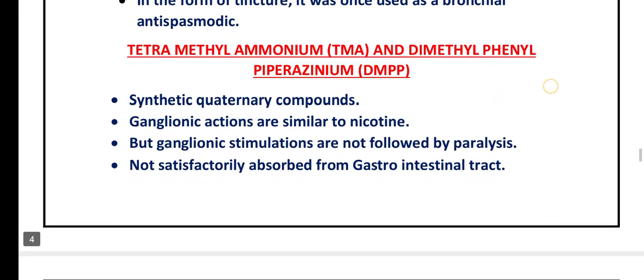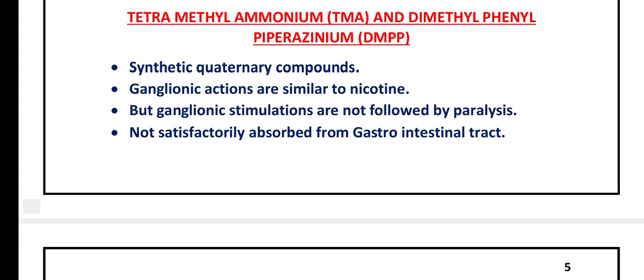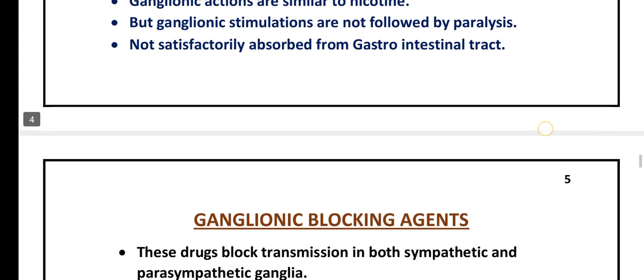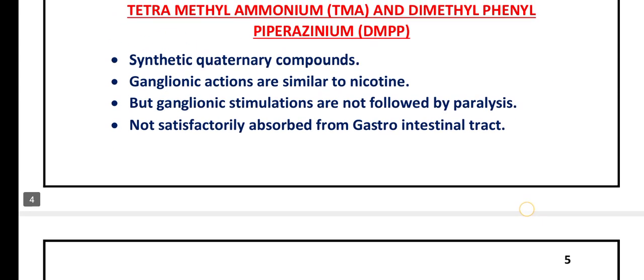Now coming to the drugs tetramethylammonium, that is TMA, and dimethylphenylpiperazinium, that is DMPP. These two drugs are synthetic quaternary compounds and their ganglionic actions are similar to nicotine. But ganglionic stimulation is not followed by paralysis, and they are not satisfactorily absorbed from the gastrointestinal tract. So that's all about ganglionic stimulants.